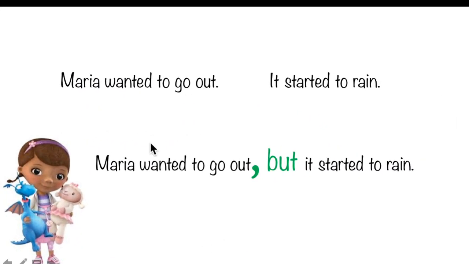Let's see. Maria wanted to go out. It started to rain. Simple sentence number 1, simple sentence number 2. Now I join them into one sentence. What do we call this sentence? Compound sentence. Very good. And I use the conjunction word but. What did I do? I put the comma in front of it. Maria wanted to go out, comma, but it started to rain.